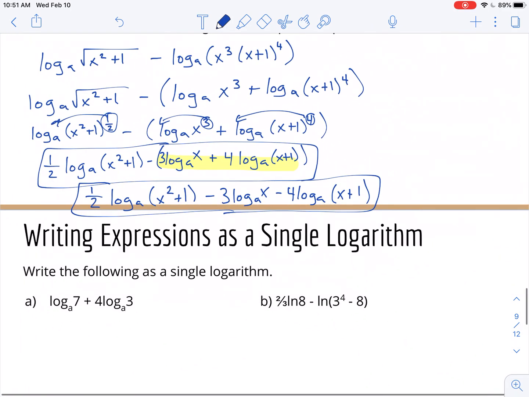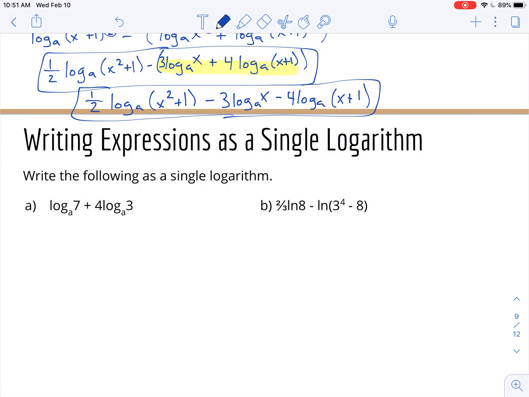All right, so we have de-simplified some things. So now we also want to simplify some things. We went through the process of breaking logarithms up. Now we want to go through the process of taking a broken logarithm and making it 1.